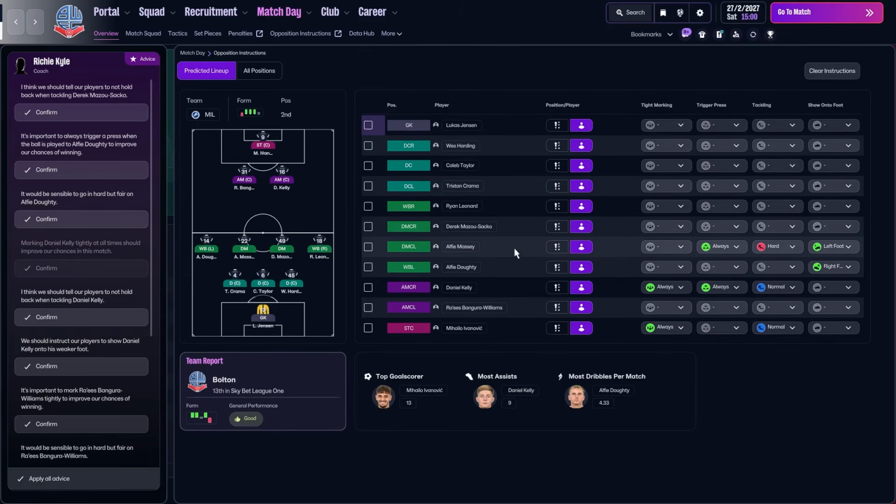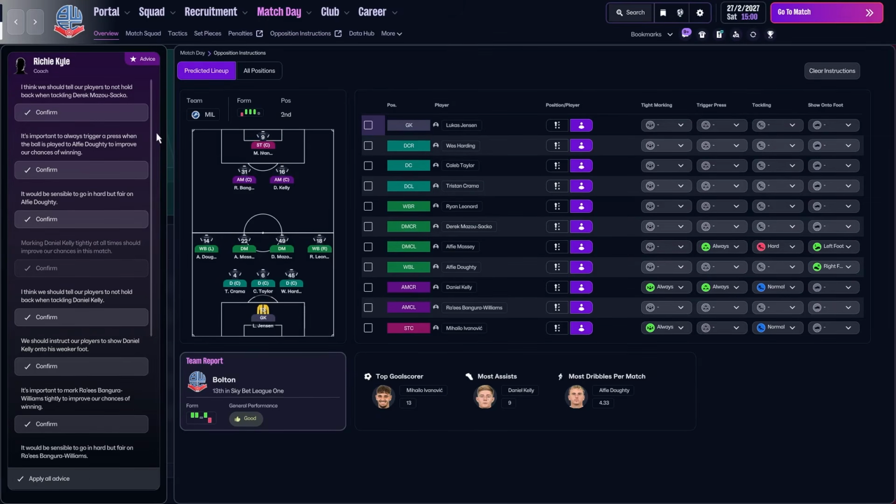We have Alfie Massey on the trigger press, and we have also Doughty going to his right foot. So since we've blocked Doughty's left foot, sorry, since we've blocked that side, he's going to want to come inside, which his option is Massey. So he's going to want to play the ball to Massey, and if he plays the ball to Massey, we have a trigger press set on Massey. That's where we're going to start pressing and then try to win the ball from there. This is the way I go about creating a mid-block opposition instructions.